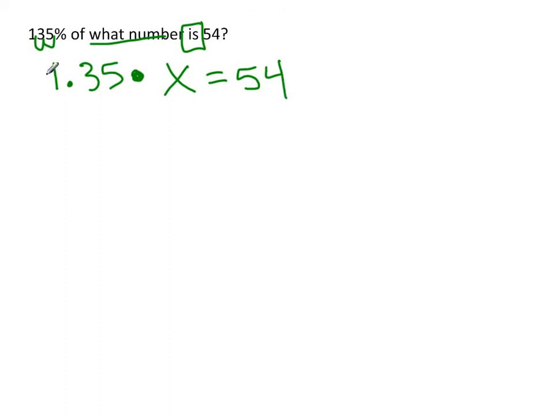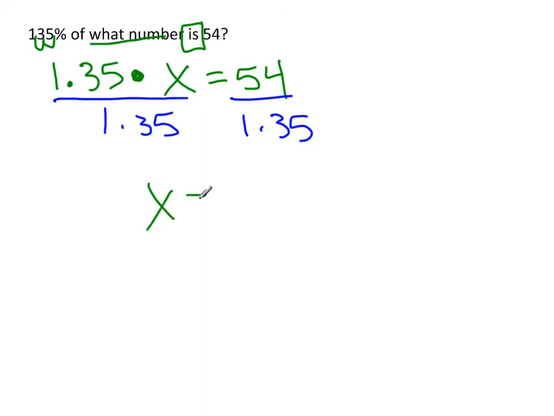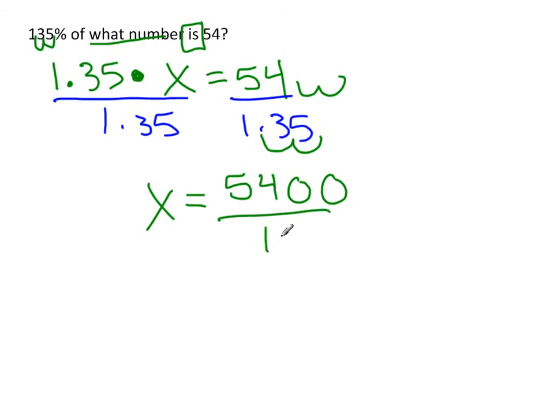Now, we solve for x. X isn't already by itself, so we have a little bit of work to do, unlike our previous one. But same nice problem. We have 1.35 times x. So we want to undo that by dividing both sides by 1.35. And what we do to one side, we have to do to the other. Now we're left with x equals. We can't divide by decimals, so we'll move it over 2. What we do to the bottom, we've got to do to the top. So we have 5,400 over 135. And now we can go ahead and do the long division.